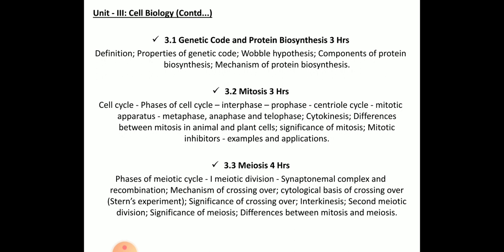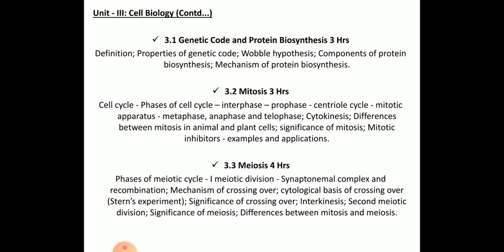Whereas in unit 3, cell biology, in the first subunit we are studying about the genetic code and protein biosynthesis. So here you will have some hypotheses and different biosynthesis cycles, where you will learn the different properties of the genetic code, the Wobble hypothesis, components of protein biosynthesis, and the very important mechanism of protein biosynthesis. So how protein is degraded or how protein helps in formation of amino acids. So that will be studied in the first subunit.